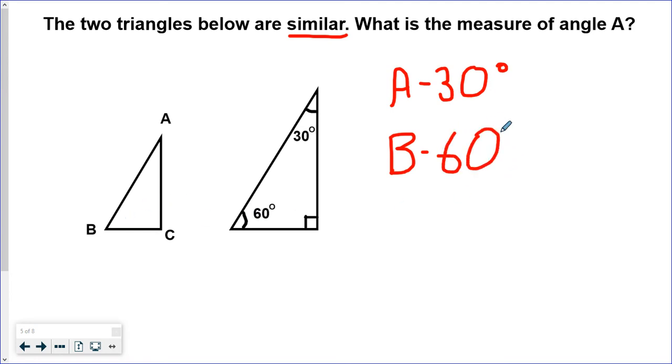And you can use that same logic, boys and girls, to figure out what would be the measurements of angle C. Angle C, well, angle C corresponds with this angle right here. And if this is 90 degrees, that means letter C would also be 90 degrees. Okay, so with similar figures, the angle measurements are going to be the same measurement. That does not change. What will change, though, is the side lengths.